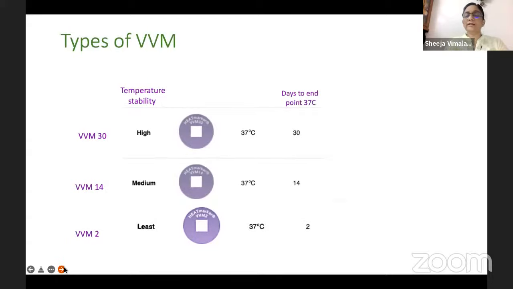And you should also know that it is not the same sticker you are going on affixing on all the vaccines. Depending on the temperature stability, you have different VVMs. So the least temperature stable or highly labile vaccine like OPV and BCG gets the VVM2, the measles also gets a VVM2, whereas the very stable vaccines like hepatitis B would get a VVM30. The 30 means 30 days to the end point at 37 degrees centigrade. So if the vaccine is kept at 37 degrees centigrade, the color would change on day 30. VVM2 means if the vaccine is kept at 37 degrees centigrade for 2 days, the color would change to the end point.